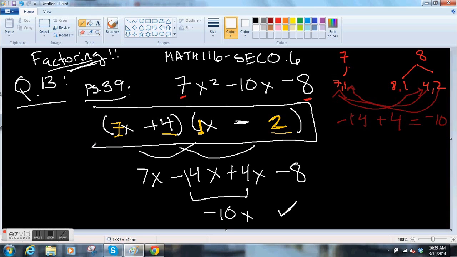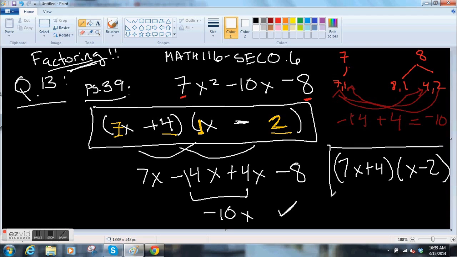So for these problems, you might have a little bit of notes on the side, a little scratchy mess, and then you'll get your answer. Here's the proper answer. This factors into 7x plus 4 and x minus 2.